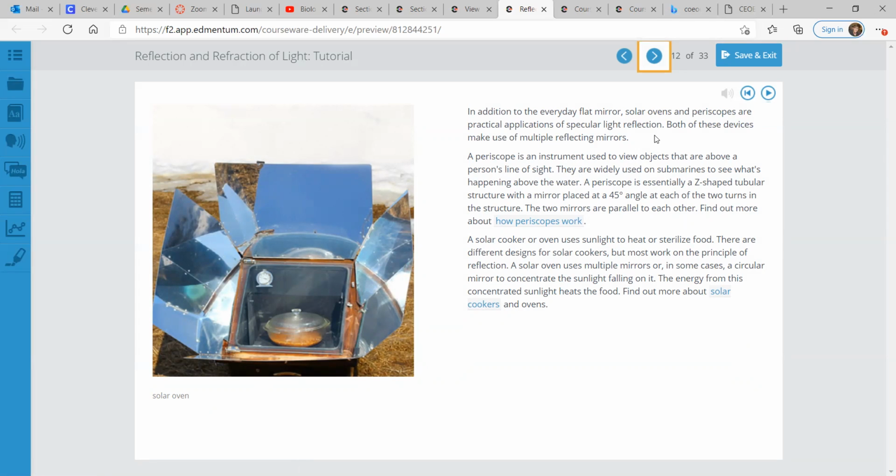A periscope is essentially a Z-shaped tubular structure with a mirror placed at a 45-degree angle at each of the two turns in the structure. The two mirrors are parallel to each other. And you can find out how periscopes work here.